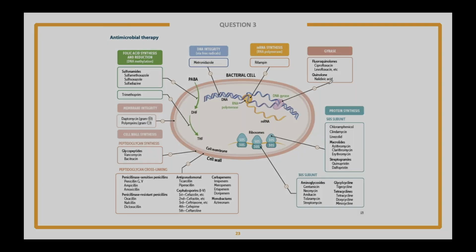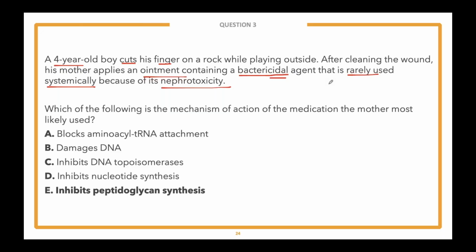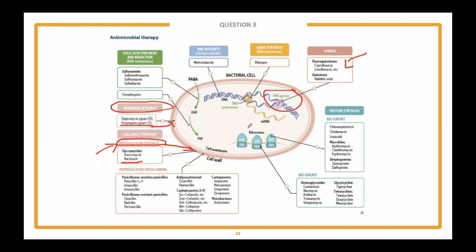All right. So if we come to answer choice B, damages DNA, this is a new mechanism of action in terms of the answer choices we've gone through. I think this is describing metronidazole, an antibiotic that causes free radical damage to DNA. You can see up there DNA integrity at the top via free radicals. It intercalates and gets itself into DNA and disrupts it that way.